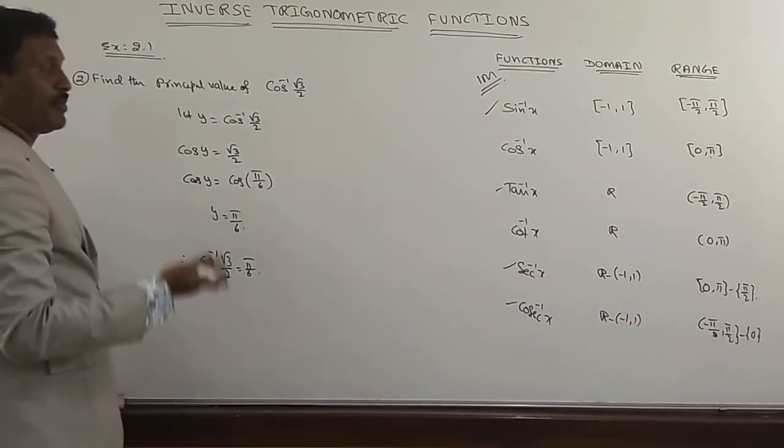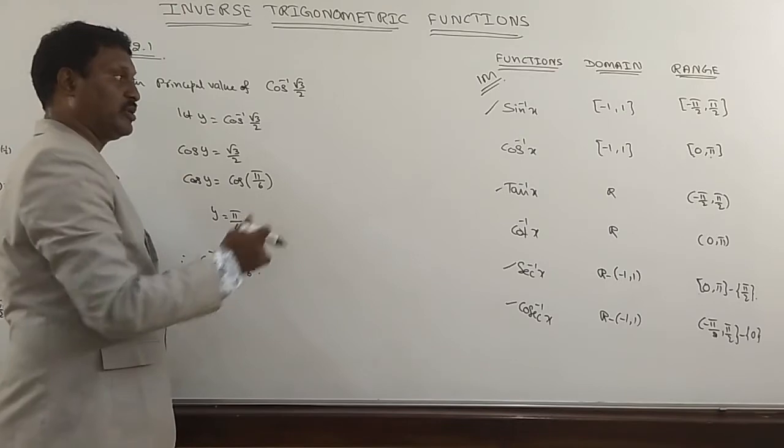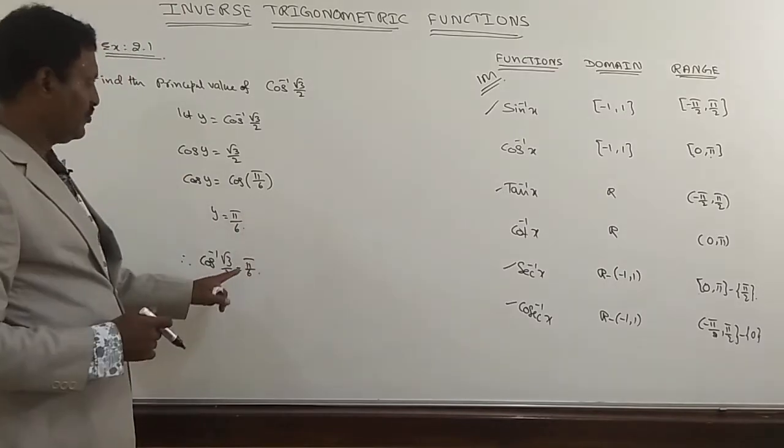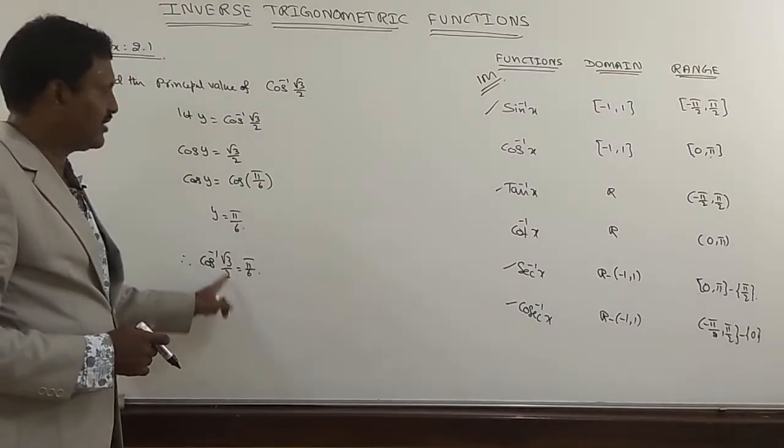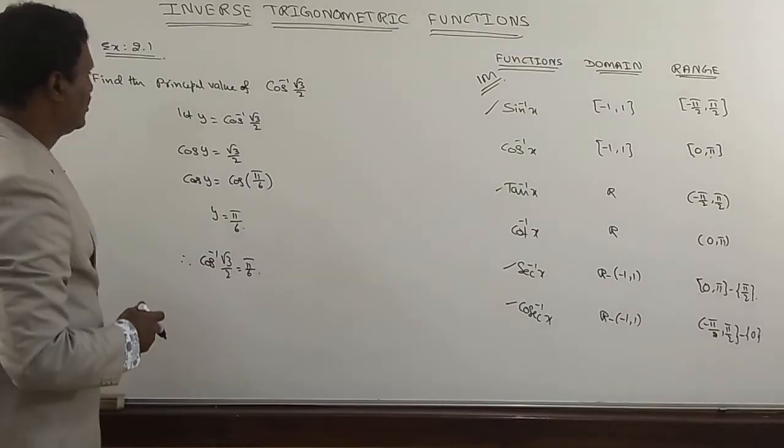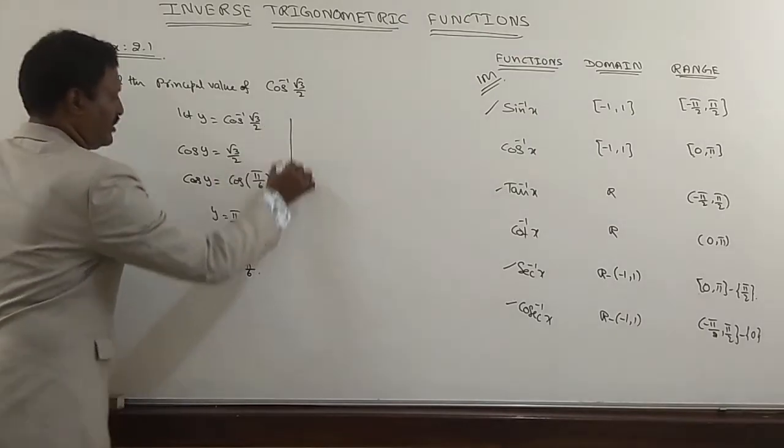If it is above pi, we have to reduce. If it is below 0, then also it is not the correct answer. Again, we have to simplify. So next, one more method.